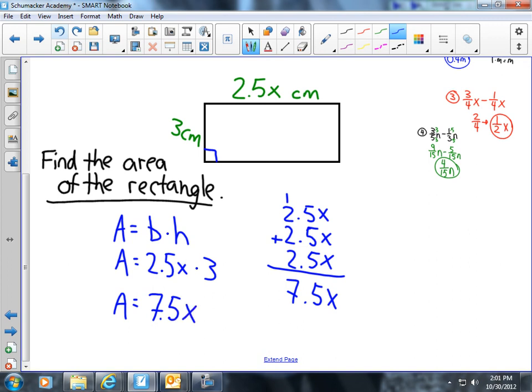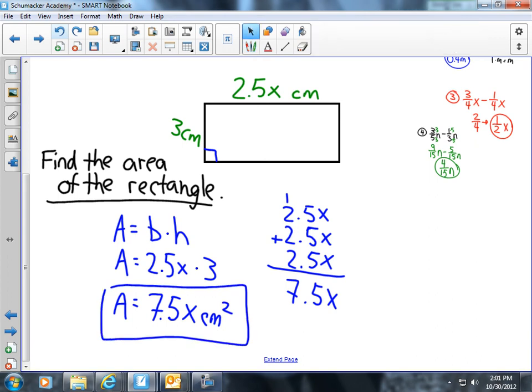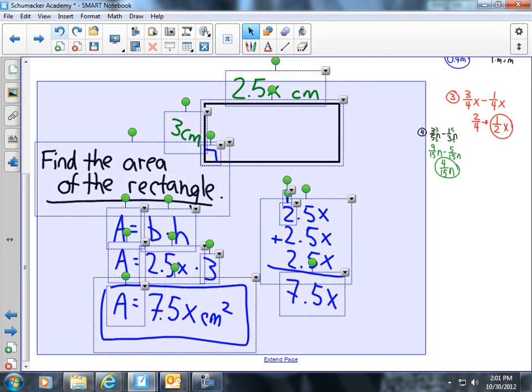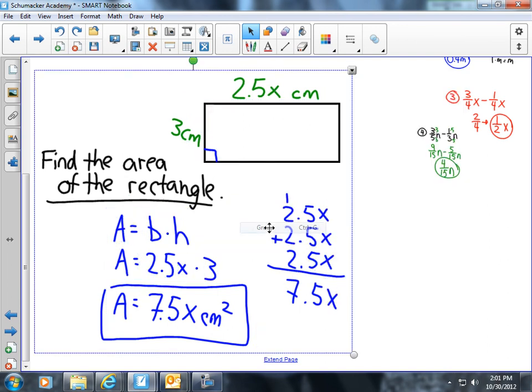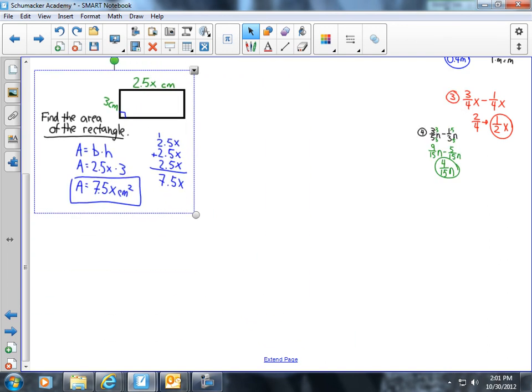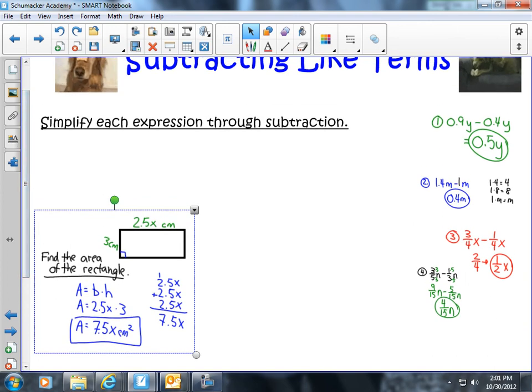And then it's x. And then we need to make sure we label. It would be centimeters squared. And this is how we're going to find the area of a rectangle when we are dealing with algebraic terms. Let's throw all this together. I'm going to put this up at the top so we can finish off over here.